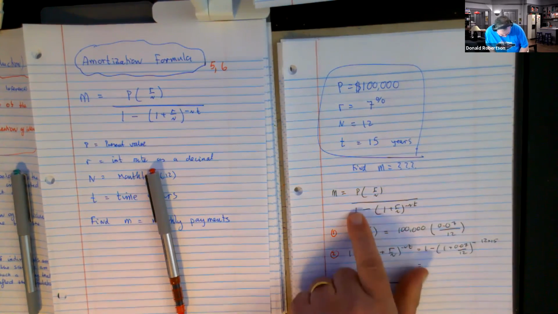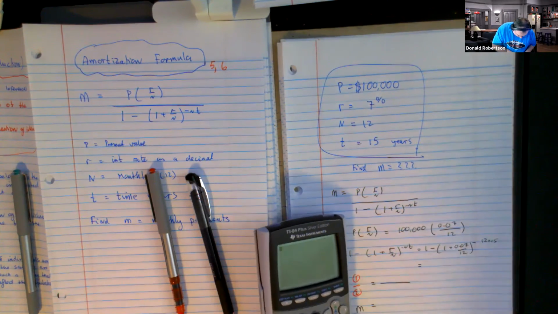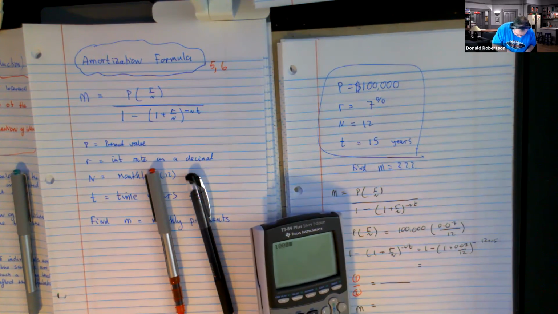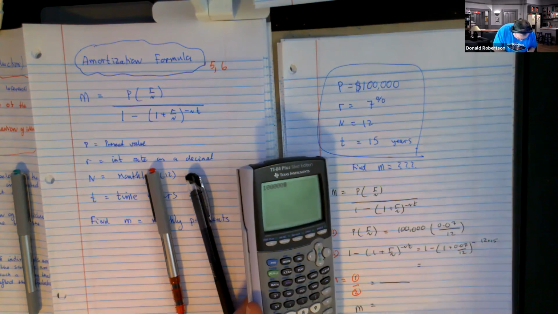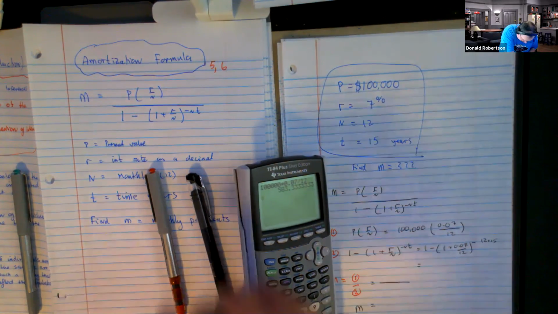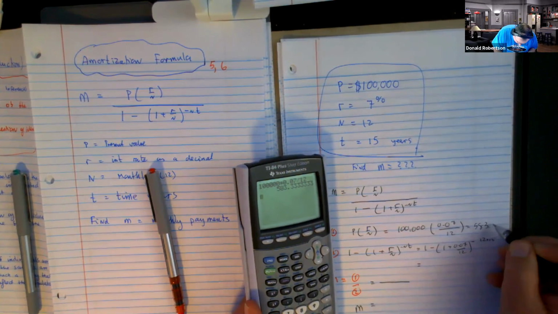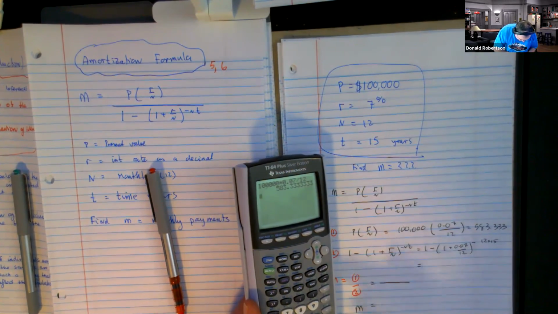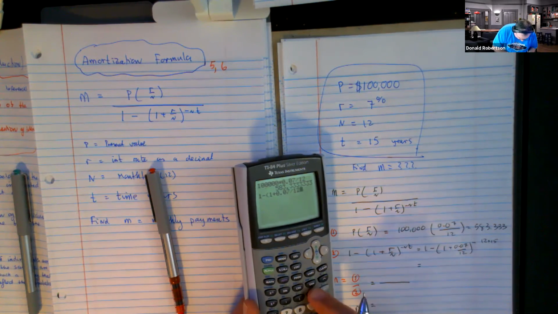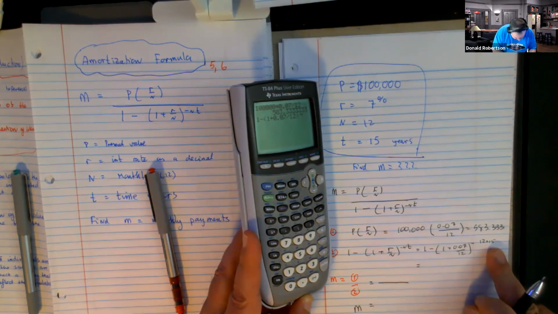Top guy, bottom guy. Top guy is 100,000 multiplied by 0.07 divided by 12. So looks like I'm going to be doing 583 with lots of threes. And then 1, take away a bracket, 1 plus 0.07 divided by 12, close the brackets. Don't forget that negative. 12 times 15 is 180.